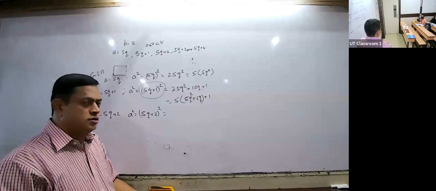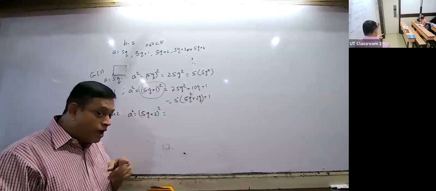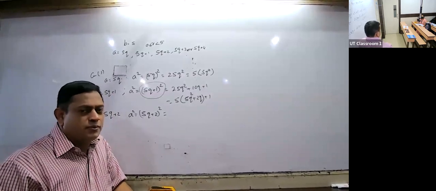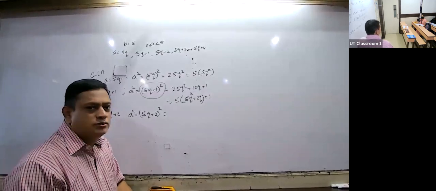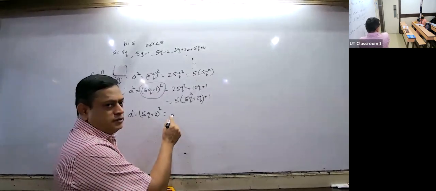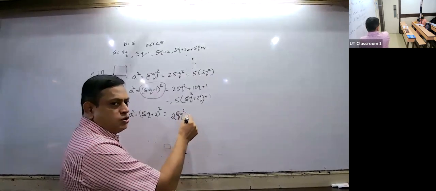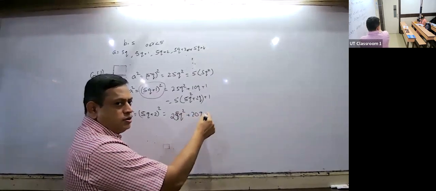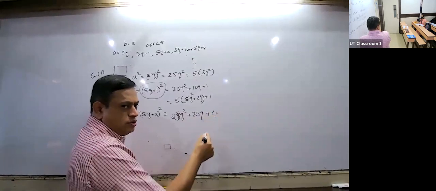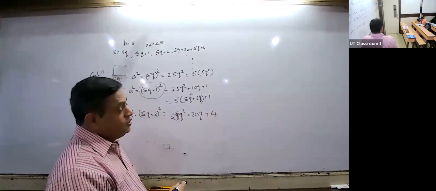25 plus... Don't do that. I'm saying you're looking. I can see you. 20q plus... How do you get 20q? (a plus q) square. 25q square plus 20q plus 2 square.